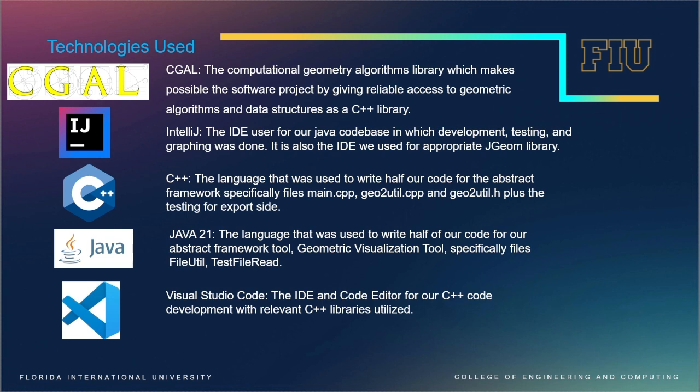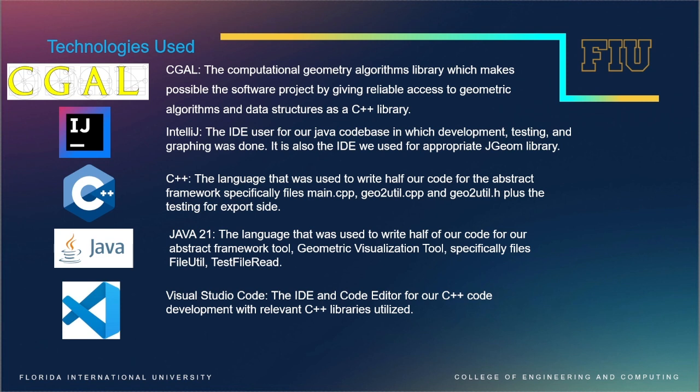Also, with IntelliJ, we were able to implement the JGeome library. On the C++ side, which was the language for half our code base for our abstract framework, we used main.cpp and geo2util.cpp and geo2util.h files. For the testing of the export side, we also use this. We use Visual Studio Code IDE for the C++ side and to have the relevant libraries and implementations.